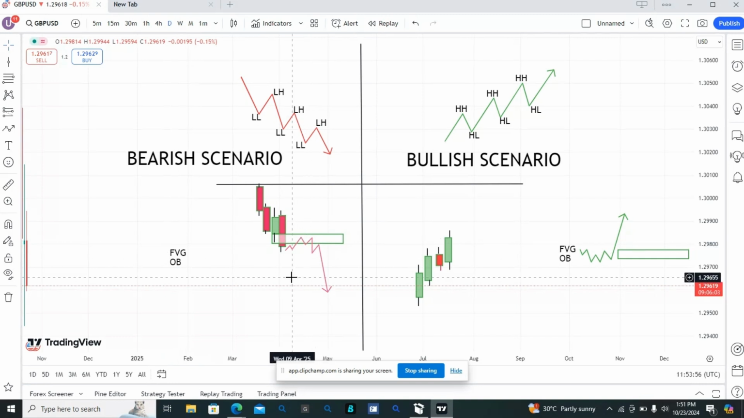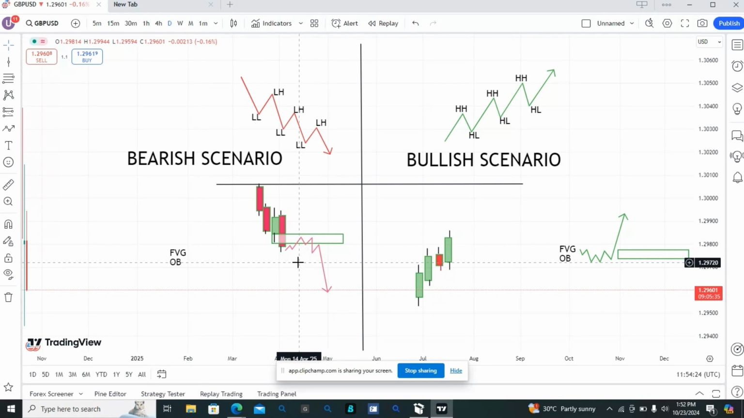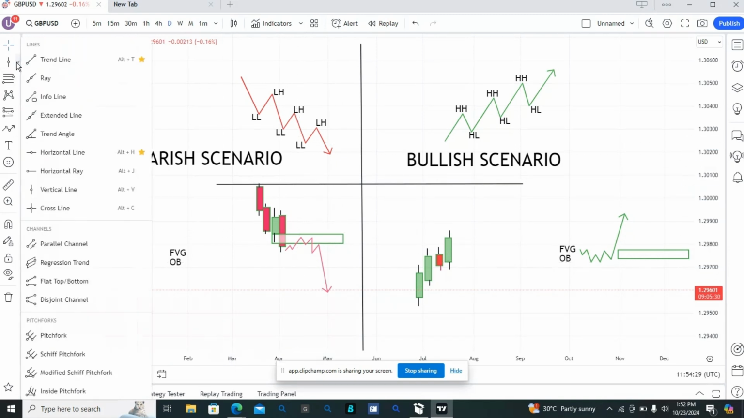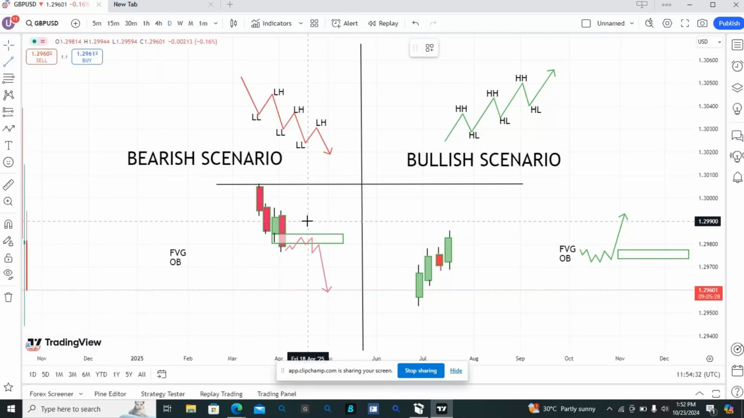Let me repeat. Your entry confirmation is to go to the 5 minutes time frame or 1 minute time frame. Look for a market structure shift. Whenever a market structure shift happens, then allow the market to return back to where your fair value gap or your order block is. That's when you do what? You enter. So you have seen your confirmation and your entry. Then your stop loss will be above that zone. In your 5 minutes time frame, your stop loss will be above this zone.